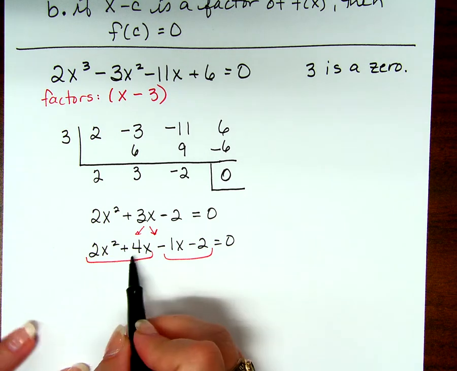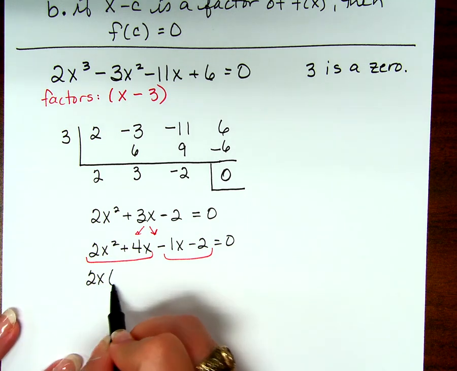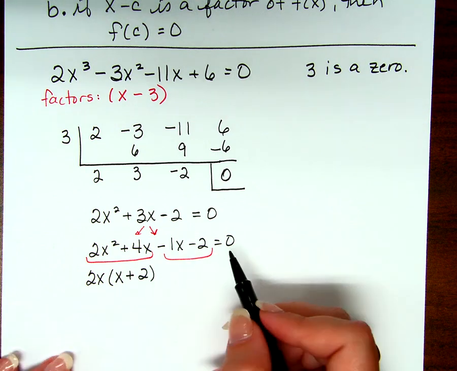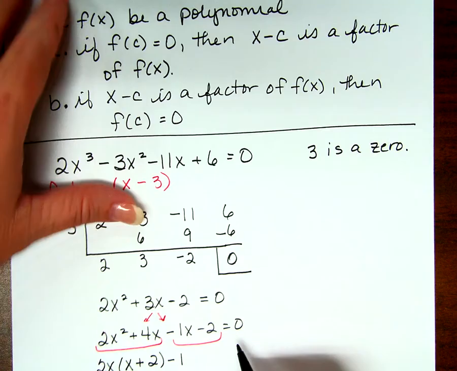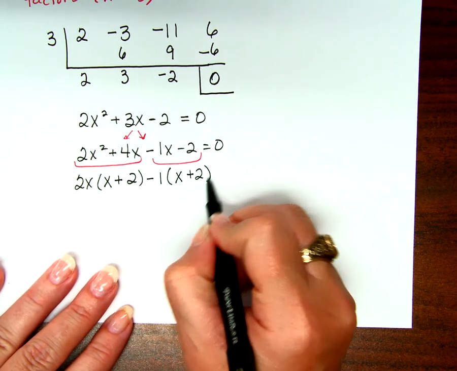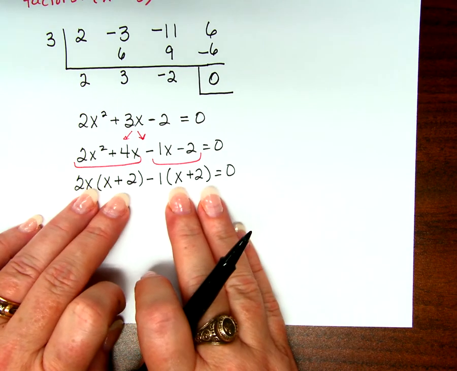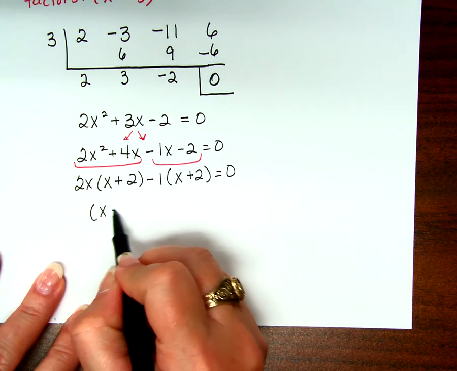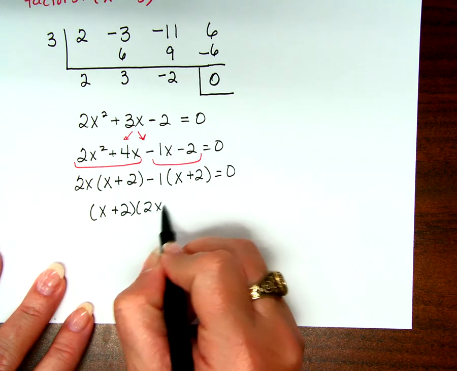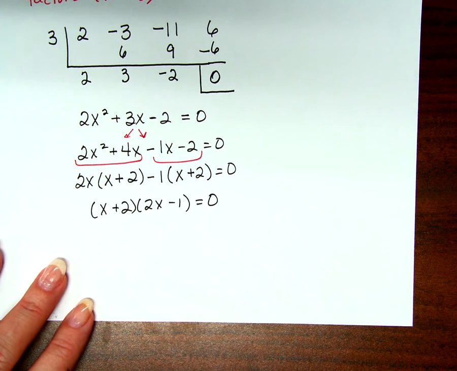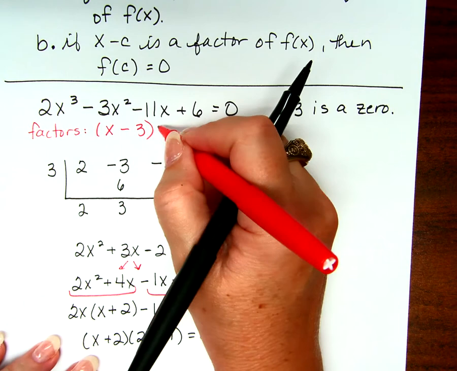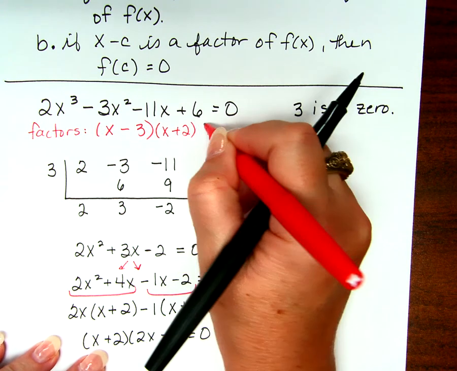What's common in the first 2 terms? 2x. What's left over if you factor out a 2x? X plus 2. What's common in the second 2 terms? -1. If I factor out a -1, what's left? X plus 2. Do these 2 terms right here have a common factor? X plus 2. What's left over if I factor out an x plus 2? 2x minus 1. Well, if I'm looking for my 3 factors, don't I have them all now? I have an x plus 2, and I have a 2x minus 1.